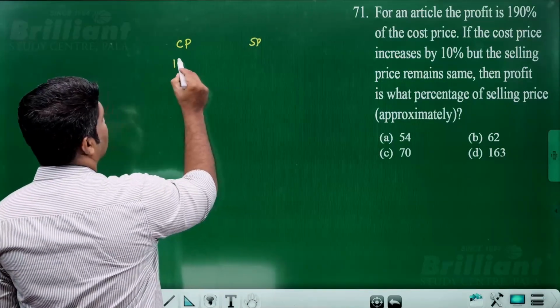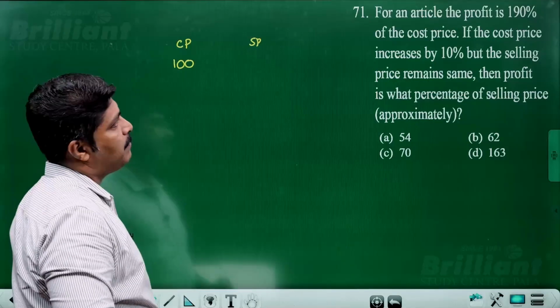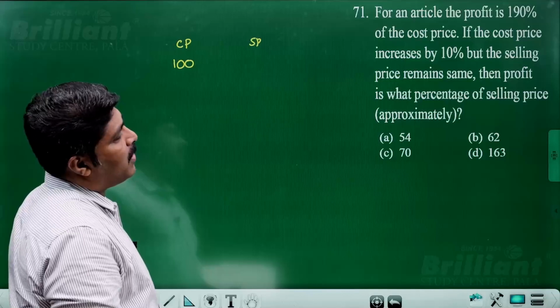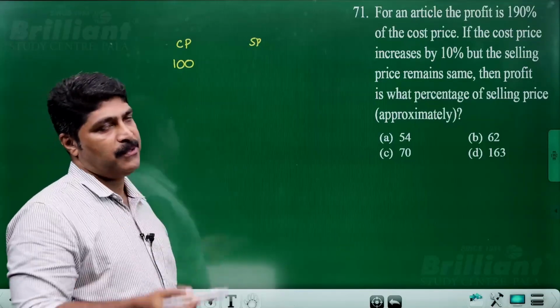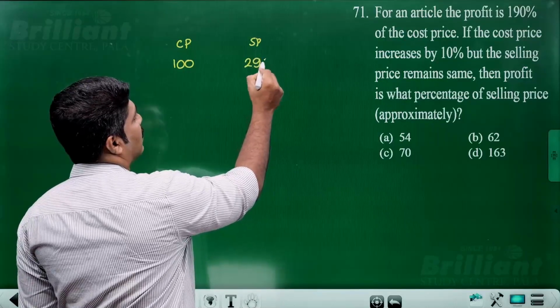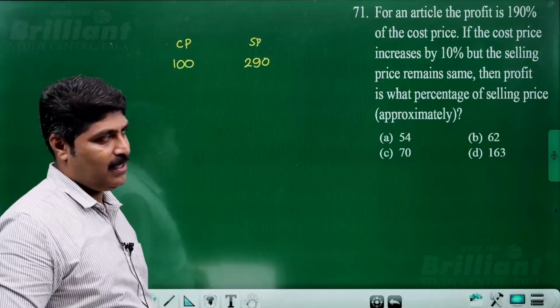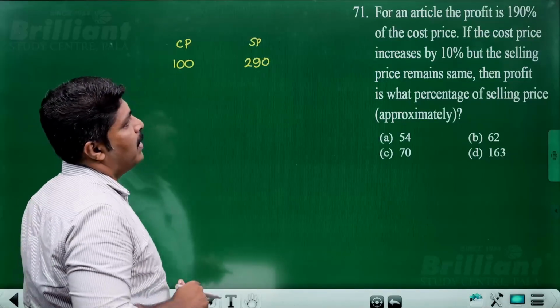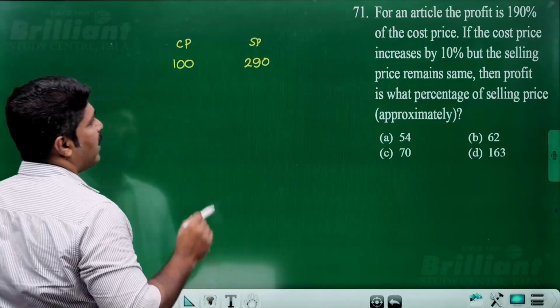Here cost price, you just consider that is 100. For an article, the profit is 190% of the cost price. So if the profit is 190%, then selling price is 290, because 190 adding to 100 will become 290. The cost price is increased by 10%, so it becomes 110.